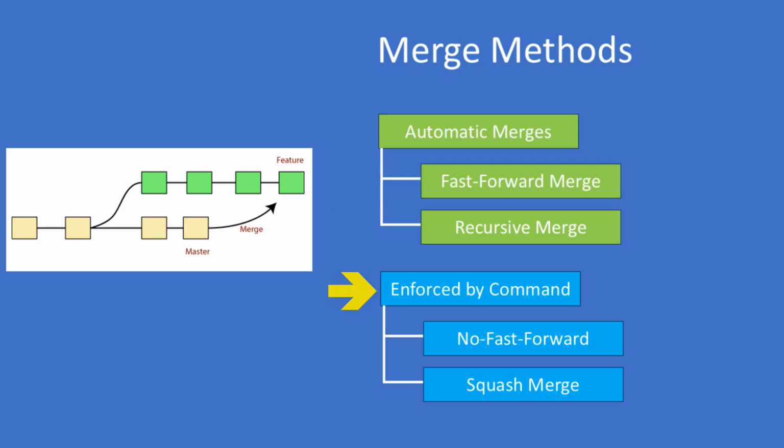Now let us look at enforced by command merges, which are of 2 types, no fast forward and squash. No fast forward. If you want a merge commit, even when a fast forward is possible, Git lets you enforce that using the --no-ff flag. This means you'll always see a merge commit in the history, marking exactly where the branch was integrated. Squash merge. Sometimes you want to condense multiple commits into a single snapshot. That's where squash comes in. All the changes on the feature branch get merged into one new commit on main. This keeps your history tidy, though it hides the individual commit steps from the feature branch.